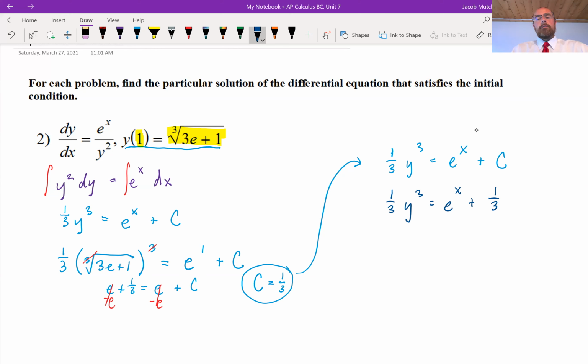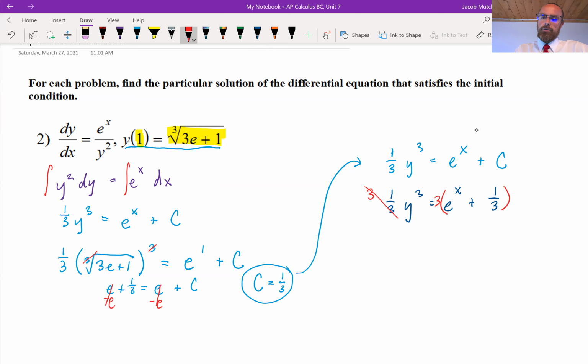I do want to solve that for y so that I can have an explicit equation where y equals something in terms of x. To do so, I just have two steps. Basically, I need to multiply by 3 to cancel the third.